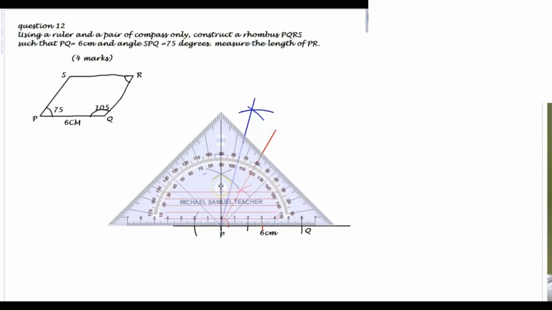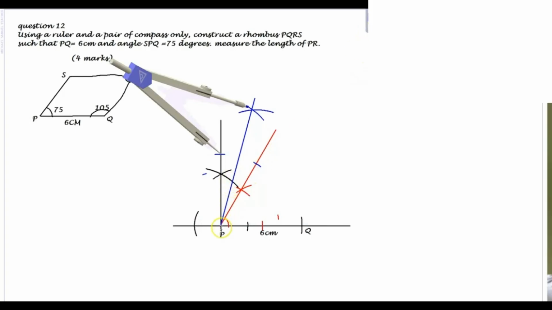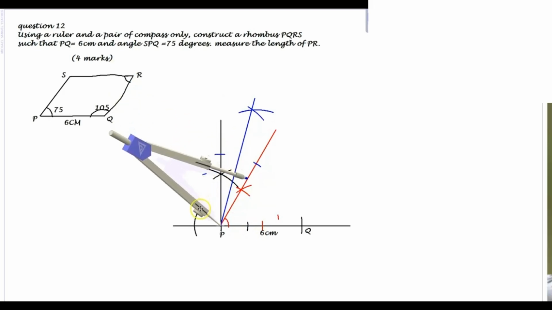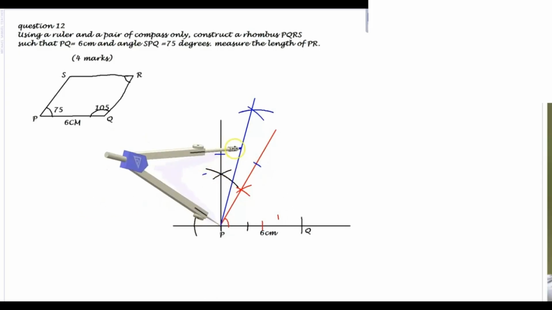And then try to measure. So that is 75 degrees. So I need to locate point S from P, which is 6 centimeter. So 6 centimeter. So that's where S is. S is at that point.